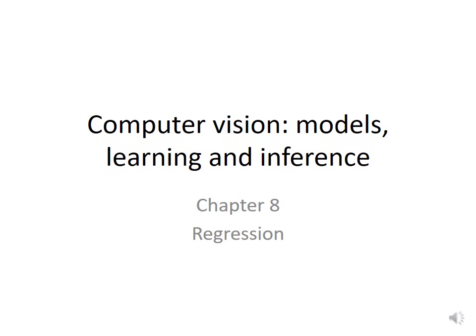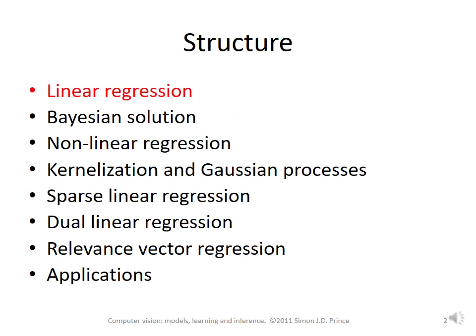Hello everyone, we're going to cover chapter 8 from the Prince book, so all about regression. We'll start with linear regression and work our way up through Gaussian processes, sparse regression, all the way up to relevance vector regression.